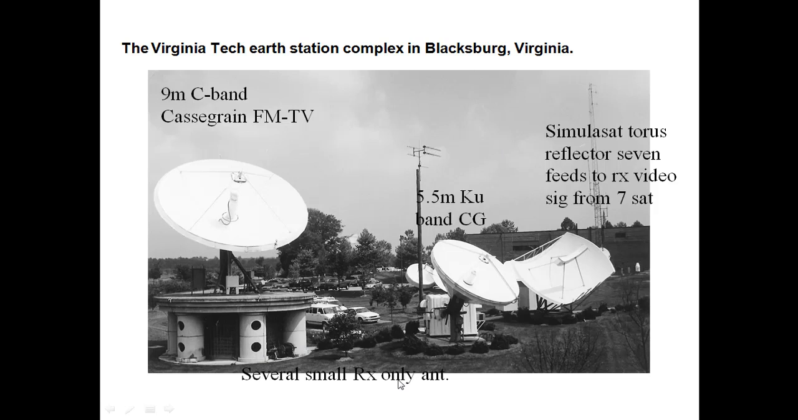Now this is a typical Earth station shown from the book itself, that is Pratt-Gaussian, the Virginia Tech Earth Station Complex in Blacksburg, Virginia. Here you can see several receiving antennas of different sizes. This one is a 9 meter C-band Cassegrain FMTV antenna. This is a 5.5 meter Ku-band Cassegrain antenna. And this is a similar torus reflector with 7 feeds to receive video signals from 7 satellites simultaneously. And behind you can see several other small receive-type antennas.